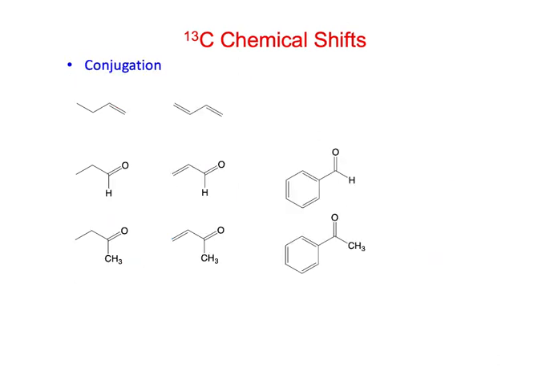Okay, what else? We can do one minute here. Conjugation also affects chemical shifts. So when we have an isolated double bond, these are like 140.2 and 112.8.